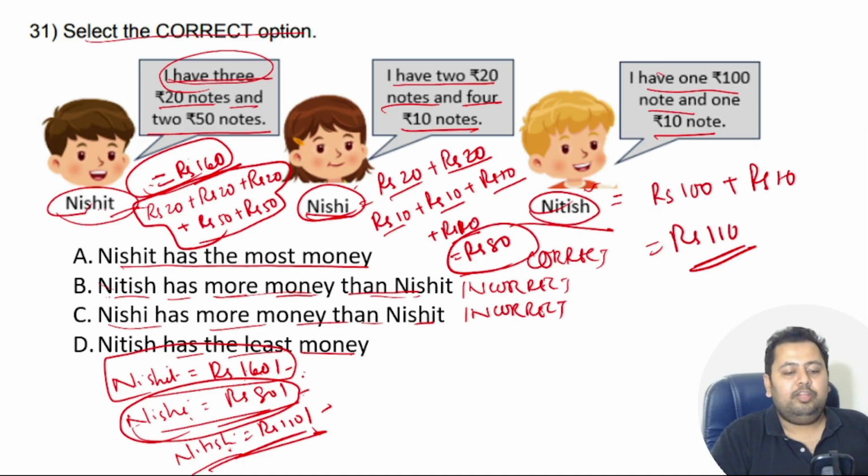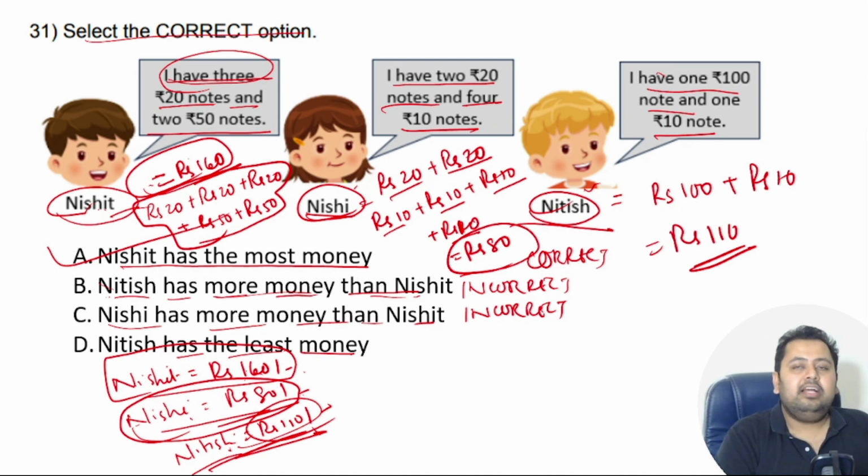Nishi has only rupees 80. Nitish has rupees 110 with him. So if you see, option A is your correct answer. That's the only correct option we have. We also tested all the other options, and those were incorrect, right? Now let's move to question number 32.